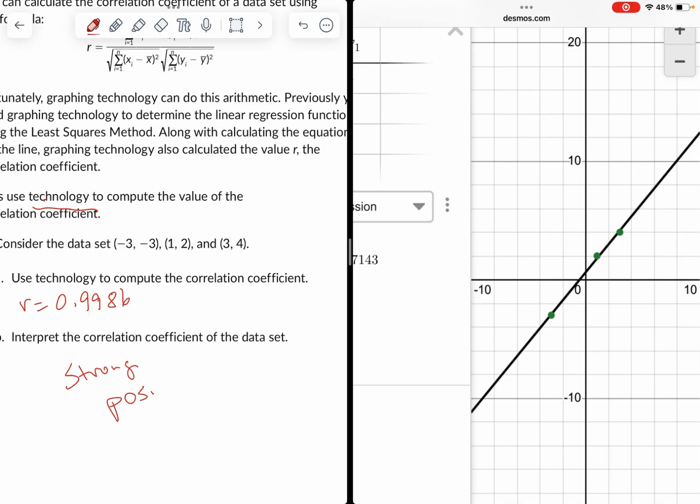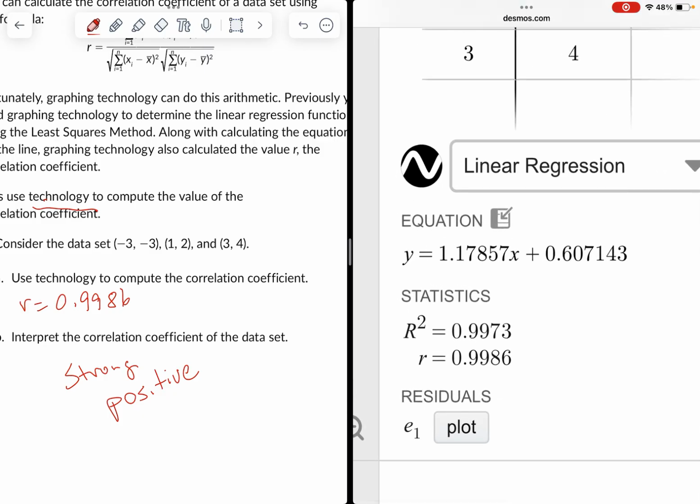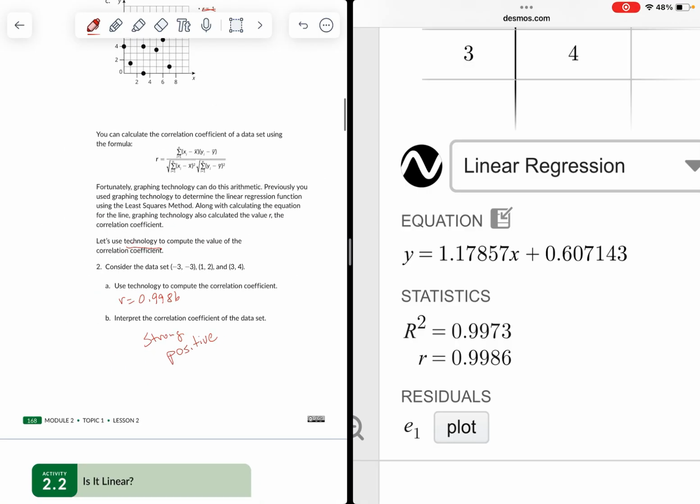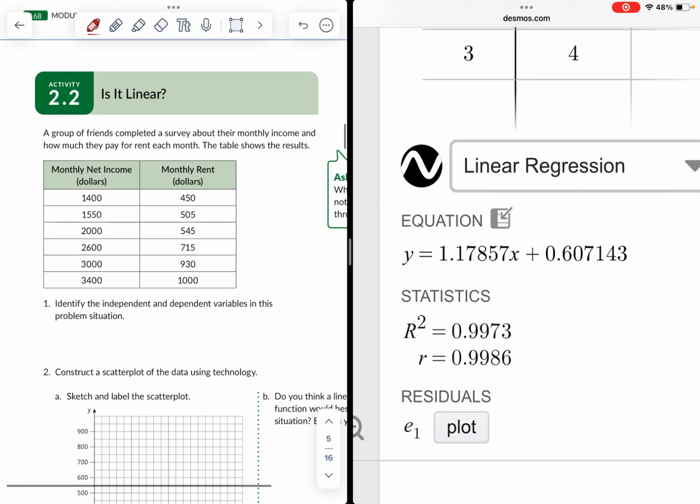It's almost perfect. It is almost a perfectly straight line. Also, just like yesterday, we got an equation. My equation is about y equals 1.2x plus about 0.6. That was the equation it wrote for the line of best fit, if I rounded it off. Okay, 2.2, is it linear?